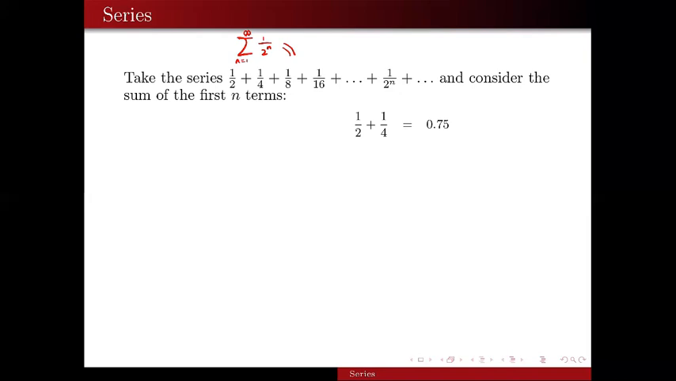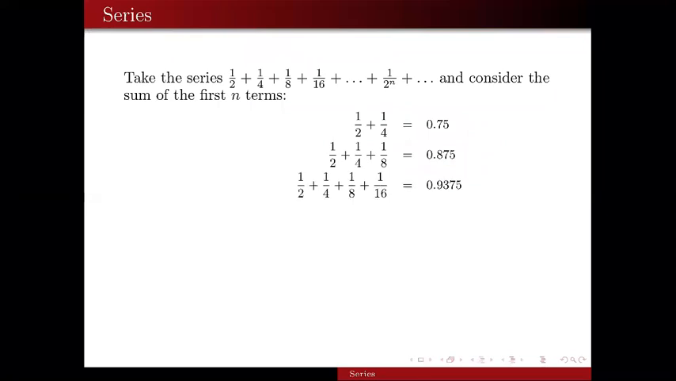Let us consider the first n terms. For example, let us consider the first two terms. We just have 1/2 plus 1/4. That's 3/4 or 0.75. Suppose we add the first three terms. You have 1/2 plus 1/4 plus 1 over 8. You'll get 0.875.